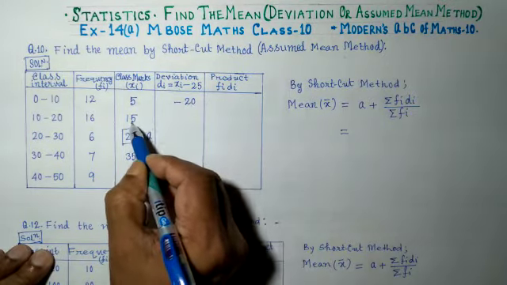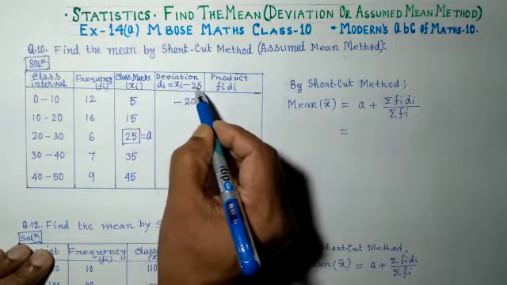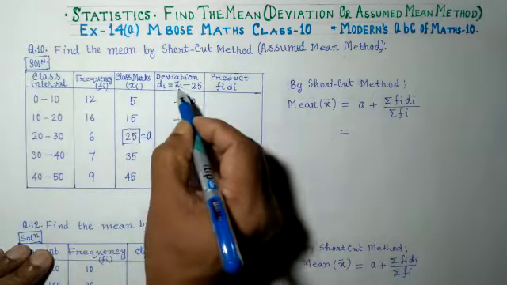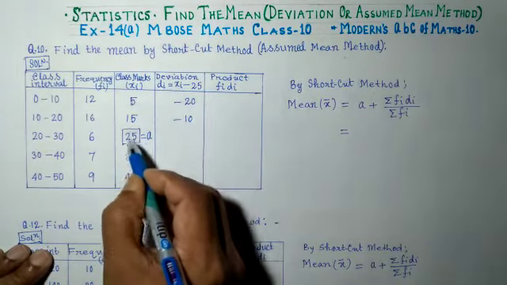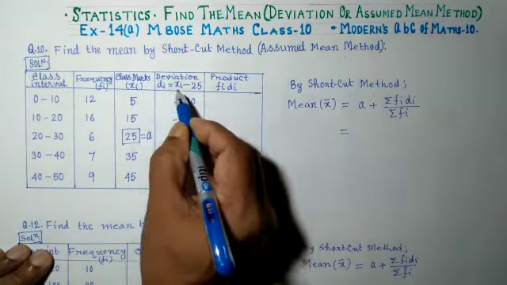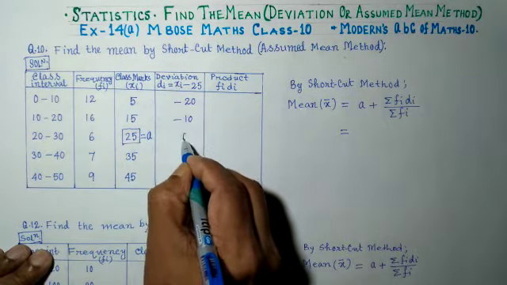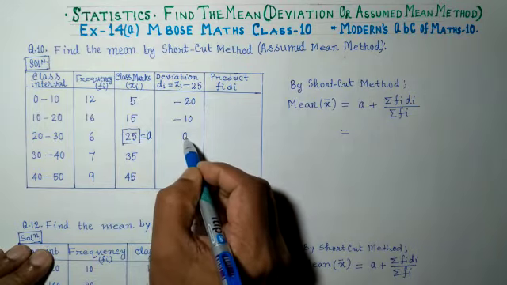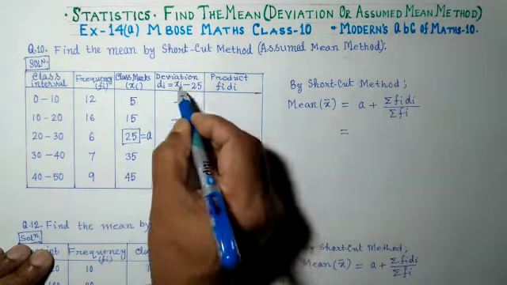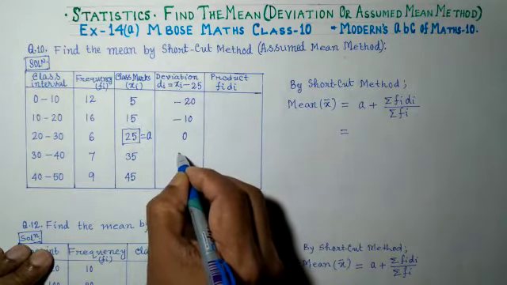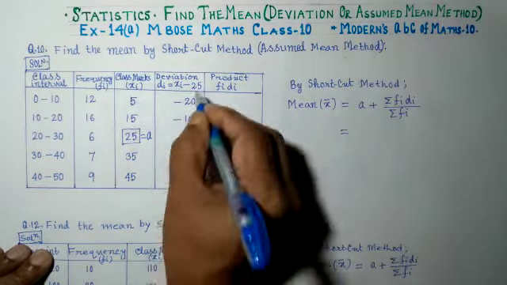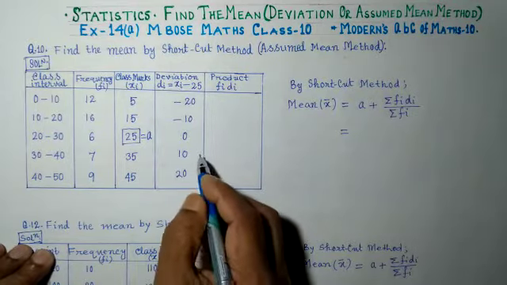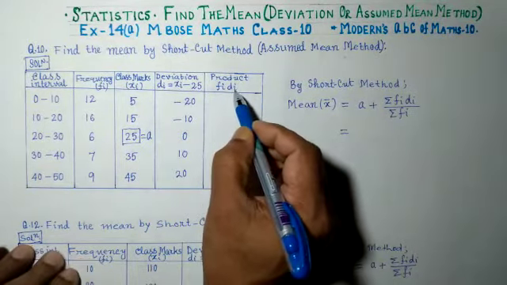Second line, take this 15 here, 15 minus 25, it is minus 10. And third line, xi is 25, so 25 minus 25 is 0. In all the sums, in the line of a, di will be 0. And then next is 35 minus 25, it is 10 only. And then 45 minus 25, it is 20 only. So next is the product fi di.